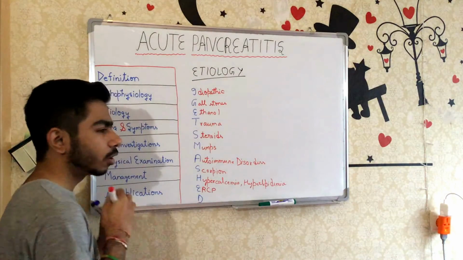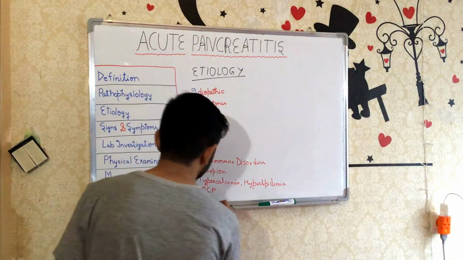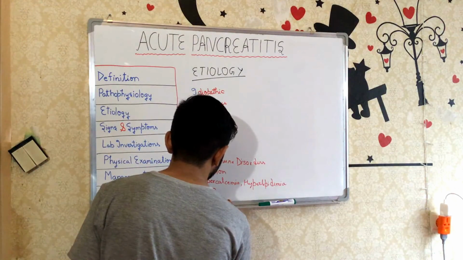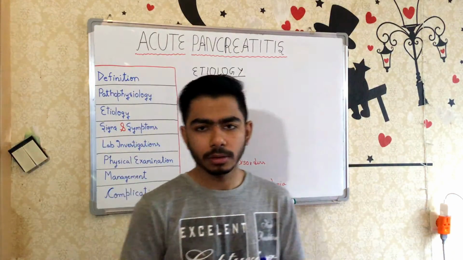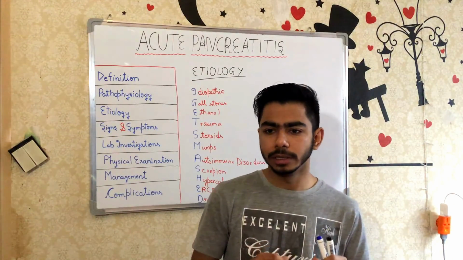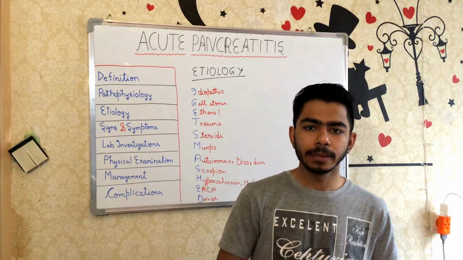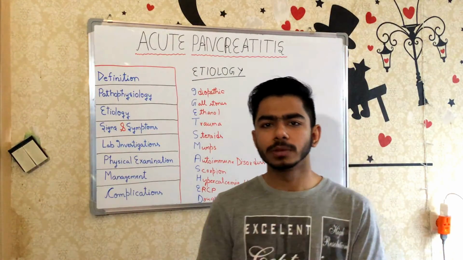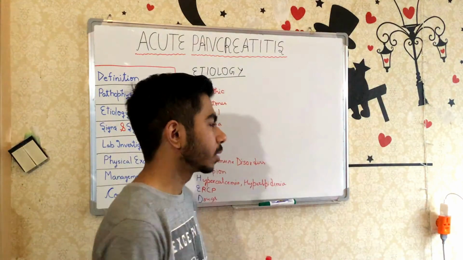Endoscopic retrograde cholangiopancreatography. D, of course, various kinds of drugs like diuretics, furosemide, and some seizure medications, valproic acid for example, some antiprotozoal drugs, for example metronidazole, can also cause the acute pancreatitis.